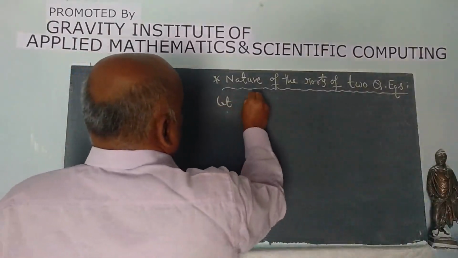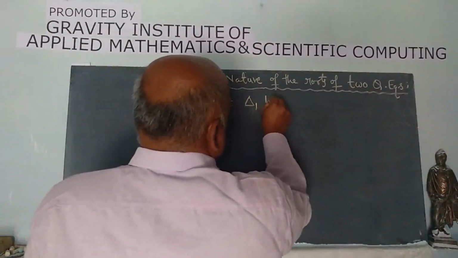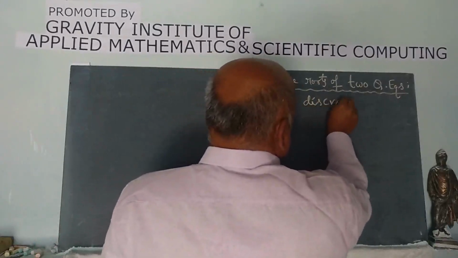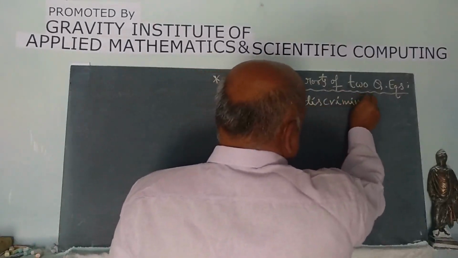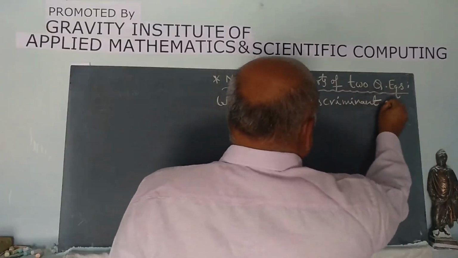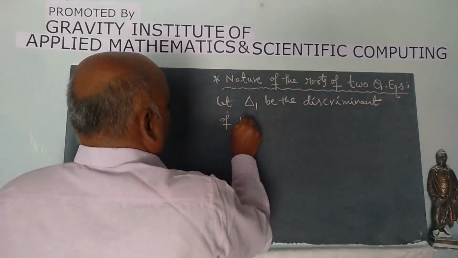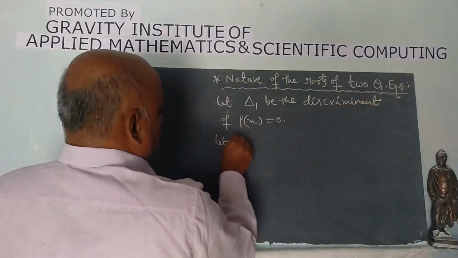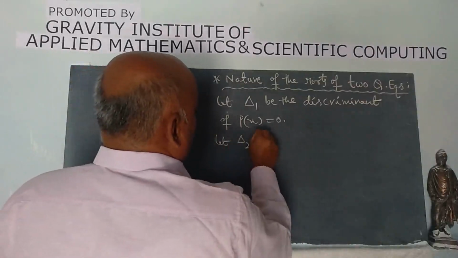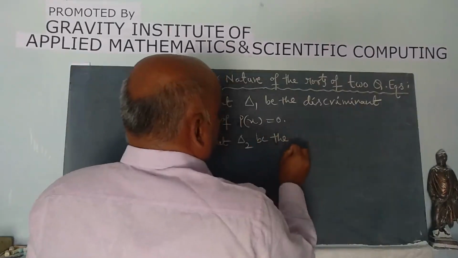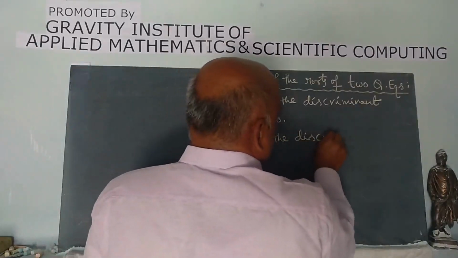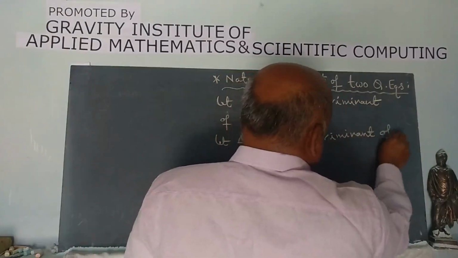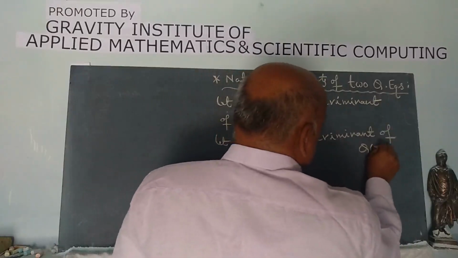Let delta 1 be the discriminant of p of x is equals to 0. Let delta 2 be the discriminant of q of x is equals to 0.